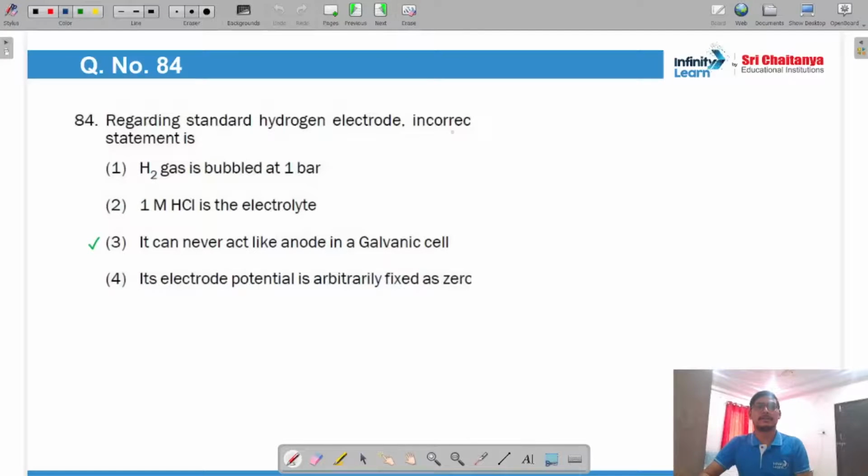Regarding standard hydrogen electrode, the incorrect statement is: hydrogen gas is bubbled at 1 bar. Correct. 1 molar HCl is used as electrolyte. Yes, basically you have to maintain the concentration at 1 molar H plus, right? It can never act like anode in a galvanic cell. It can, if the substance being paired with the hydrogen electrode is less reactive. Its electrode potential is arbitrarily fixed as 0. Yes, that is also correct. So the answer is this.